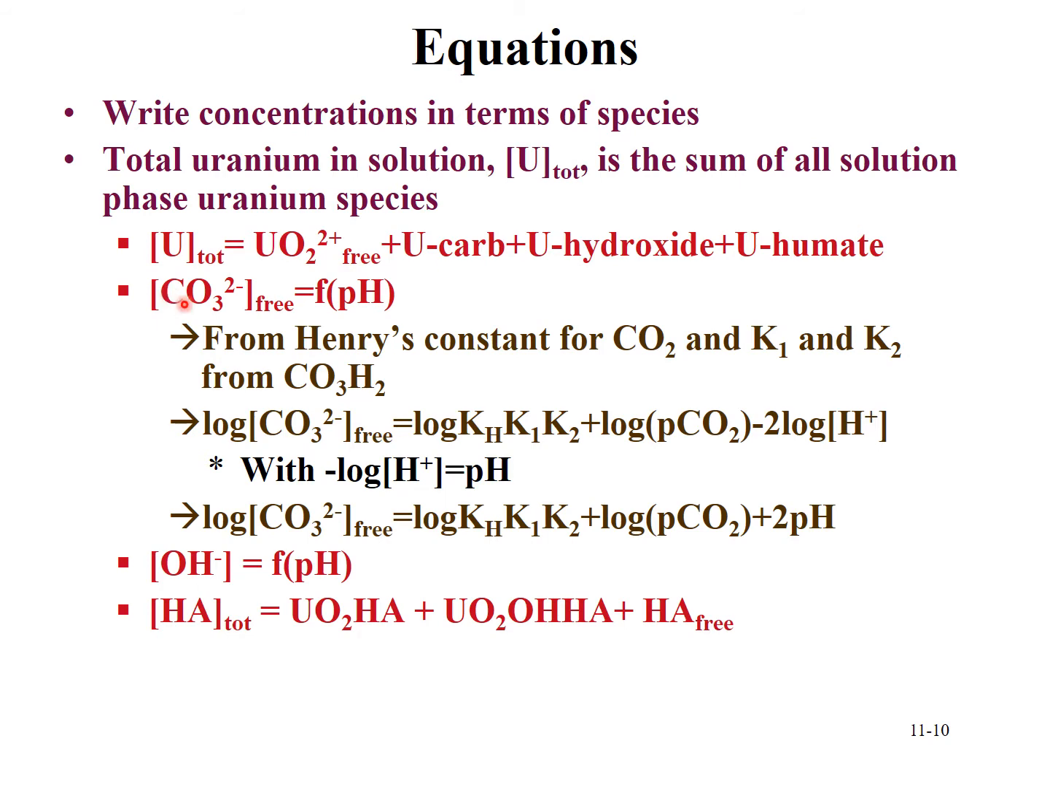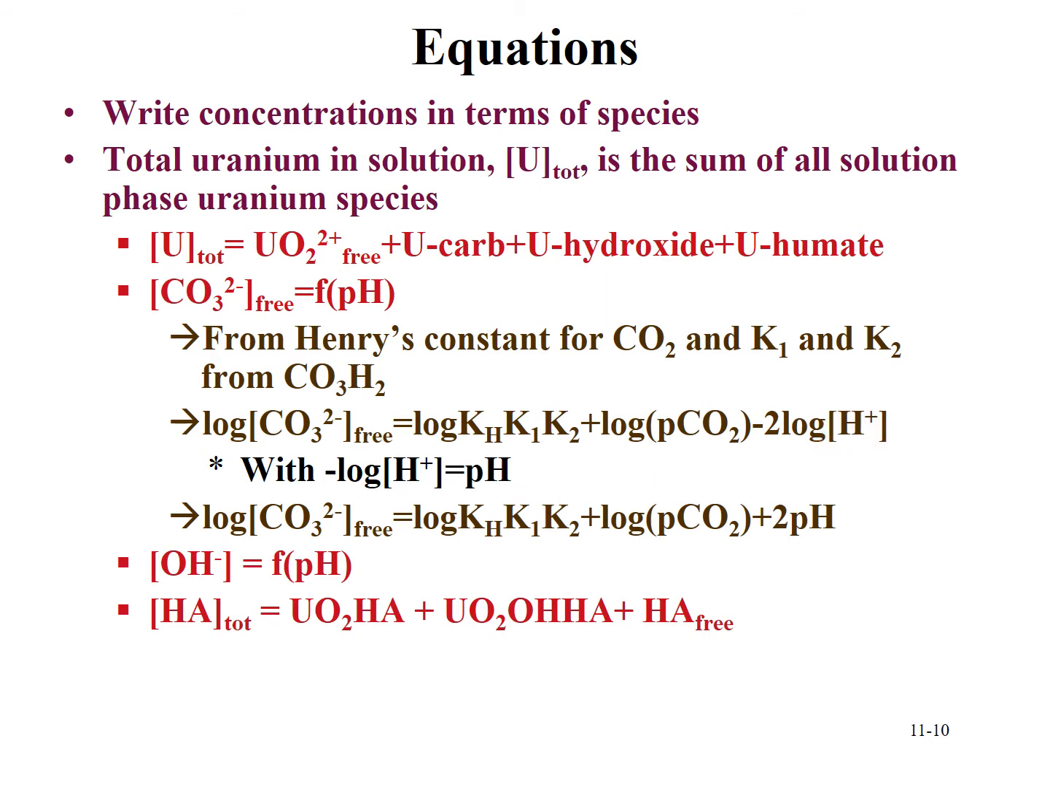We can actually get the carbonate concentration as a function of pH. If we utilize Henry's constant for CO2, in other words, if I know how much CO2 is in the gas phase, Henry's constant will tell me how much goes into an aqueous phase. That'll form carbonic acid. And if I know my protonation constants for carbonic acid, I can actually write an equation where the log of the carbonate concentration is equal to the log of the constants plus the log of the CO2 partial pressure minus 2 times the log of the proton concentration.